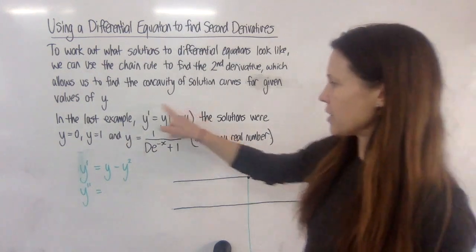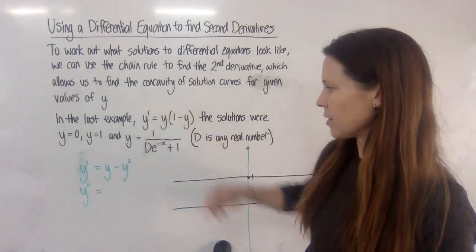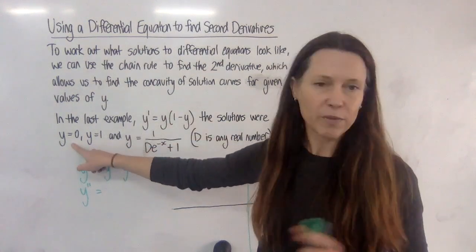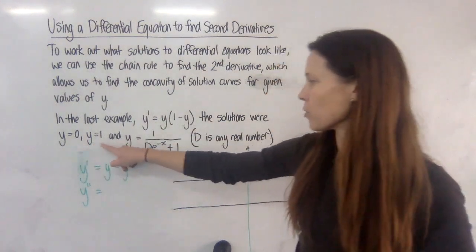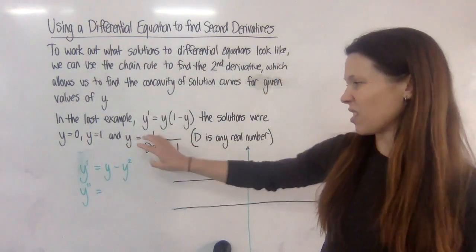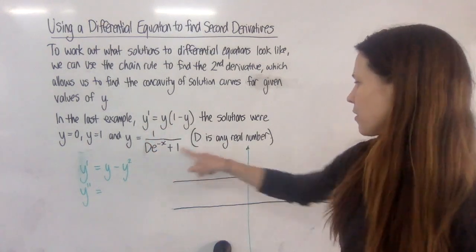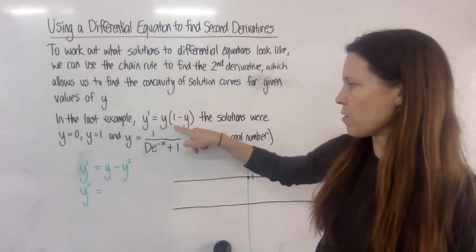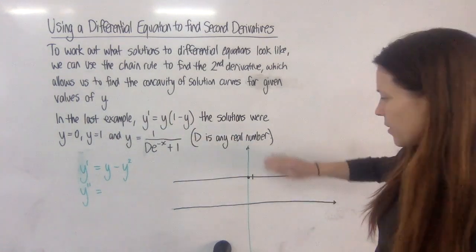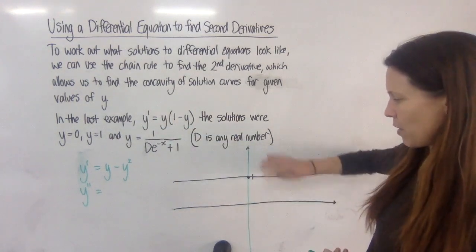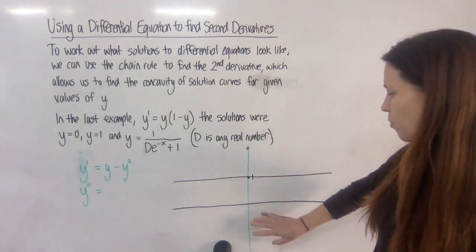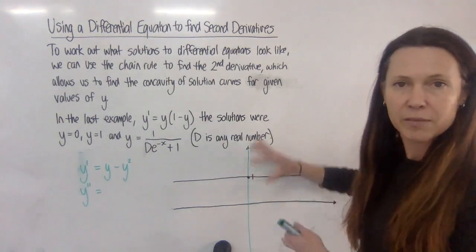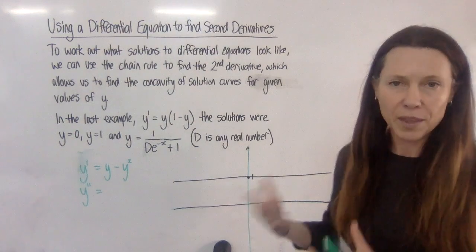So if we're taking a first derivative like this, obviously we've found the solutions. We found last time that we had y equals 0, y equals 1, and y equals some other more complicated stuff. And here I've got d being any real number. So we can use that first derivative to look at what various solution curves, either above 1, between 0 and 1, or below 0, if there are any in those three particular places, might look like.